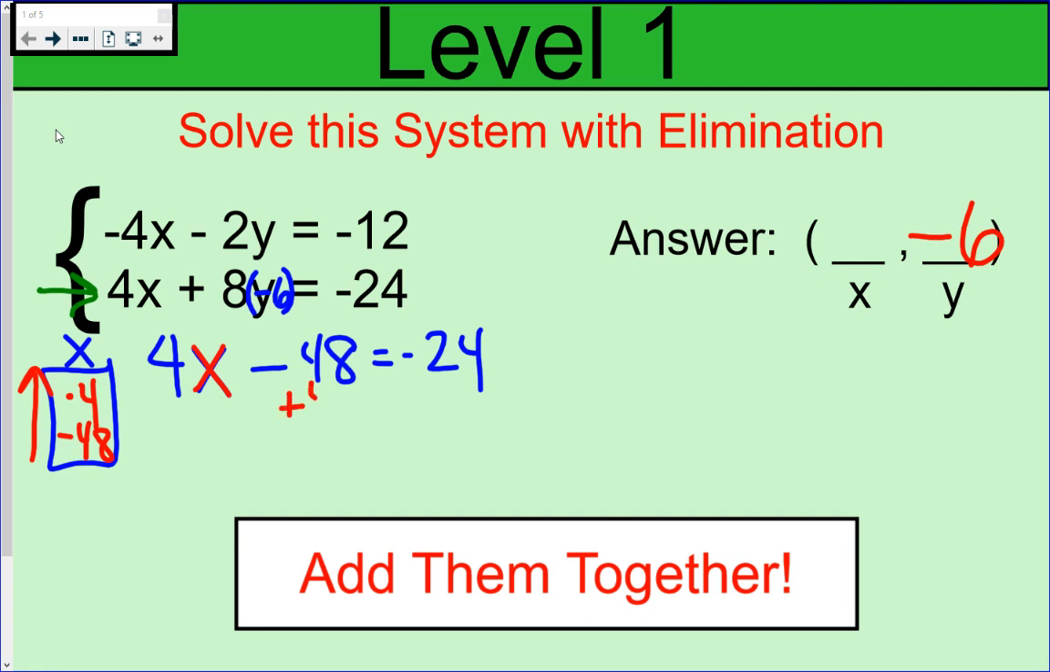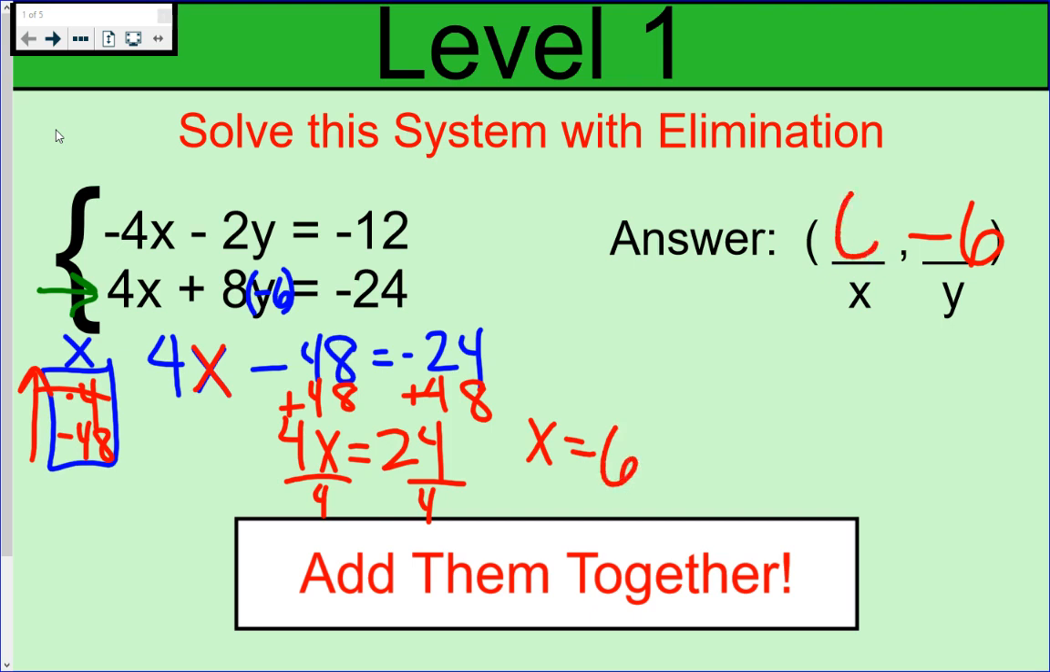And if we do our opposite stuff backwards, then we're going to get x by itself. I'm going to start by adding 48 to both sides of this equation. So we have 4x equals, and that's going to become a positive 24. Negative 24 plus 48 is 24. Finally, we're going to divide both sides by 4, and that answer is going to be that x equals positive 6. And that is going to be our final answer for this system of equations.